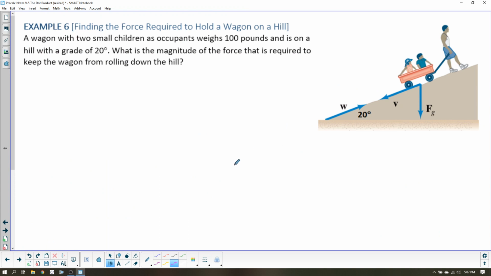Okay, so let's try a different application. It says a wagon with 2 small children as occupants weighs 100 pounds and is on a hill with a grade of 20 degrees. What is the magnitude of the force that is required to keep the wagon from rolling down the hill? It's kind of similar to the problem that we saw before with moving a piano up a ramp.